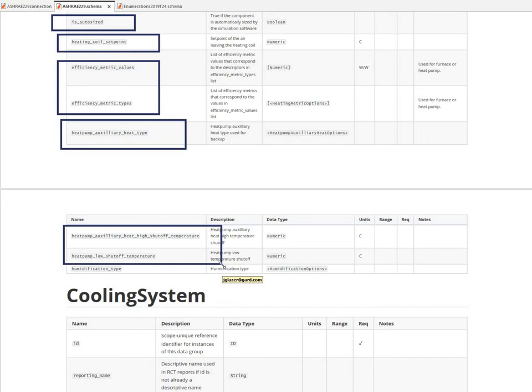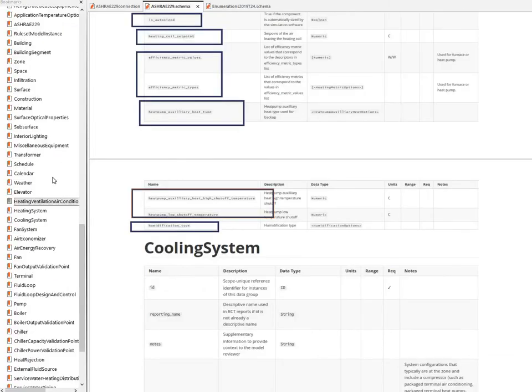So that's the temperature at which auxiliary heat will no longer be allowed to be turned on. And then there's a heat pump low temperature shutoff temperature for the lowest temperature that the heat pump can operate on in heat pump mode. And then there's also a humidification type, which is an enumeration. So let me go through those enumerations next.